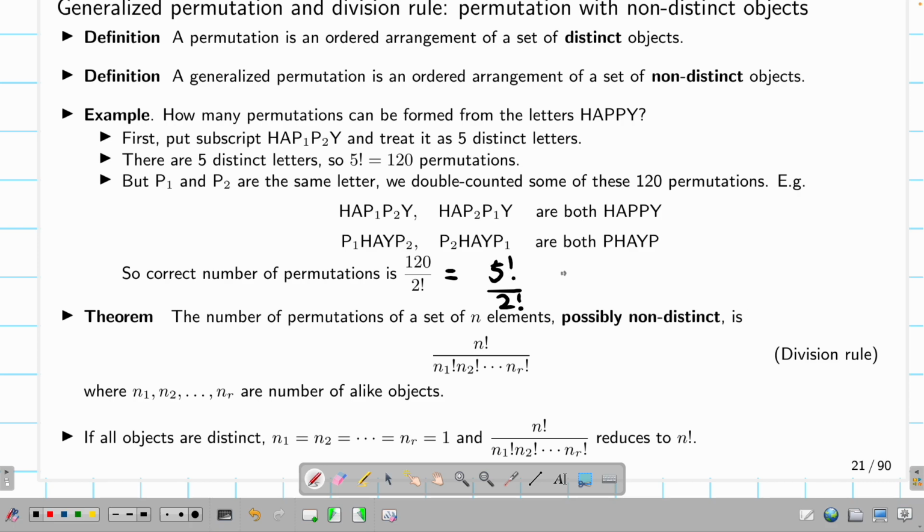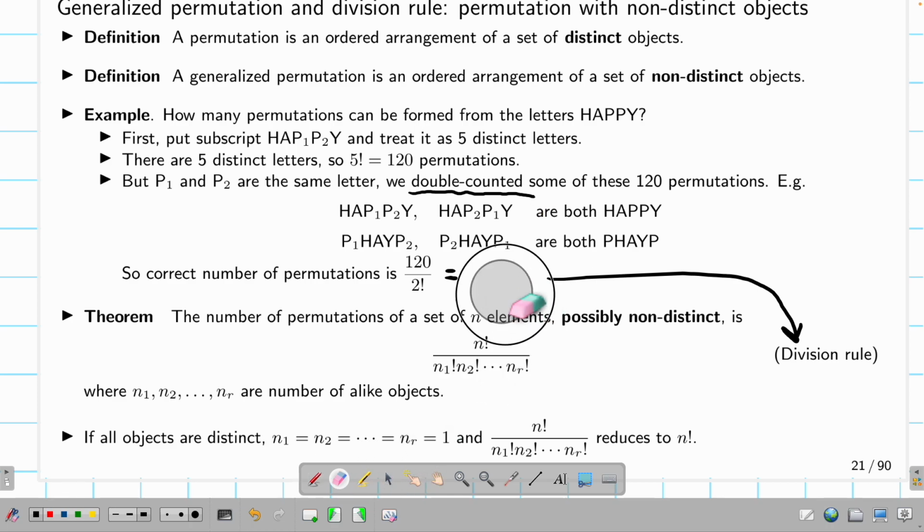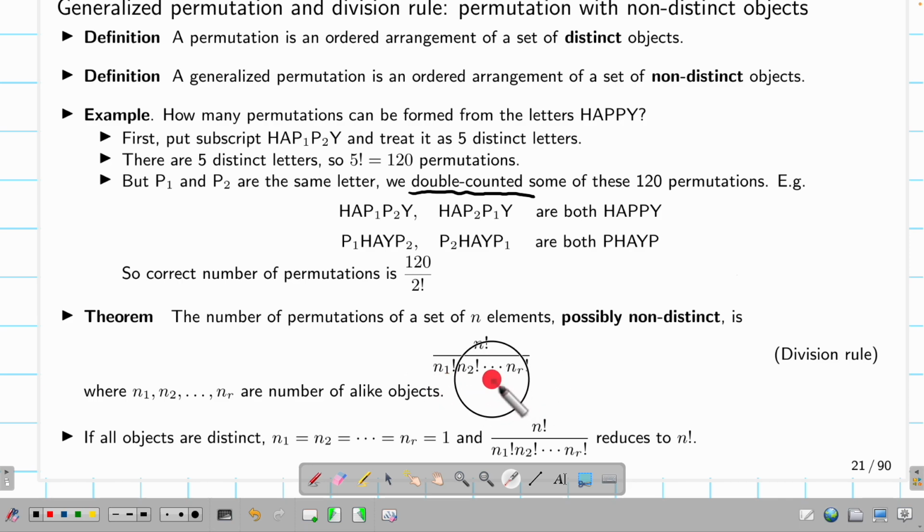This is actually something called the division rule. Okay? You divide something because you double count it. And the general form of this will be n factorial divided by a bunch of factorials, n1 factorial, n2 factorial, n3 factorial, which are the numbers of repeated objects. Okay? So this is one example.